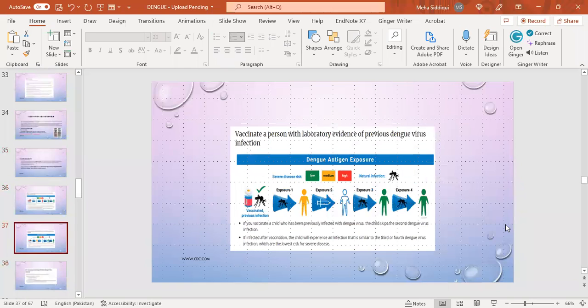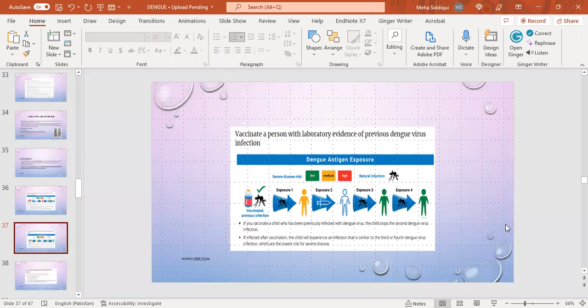Vaccinate a person with laboratory evidence of previous dengue virus infection. If you vaccinate a child who has been previously infected with dengue virus, the child skips the second dengue virus infection. If infected after vaccination, the child will experience an infection that is similar to the third or fourth dengue virus infection, which are the lowest risk for severe disease.